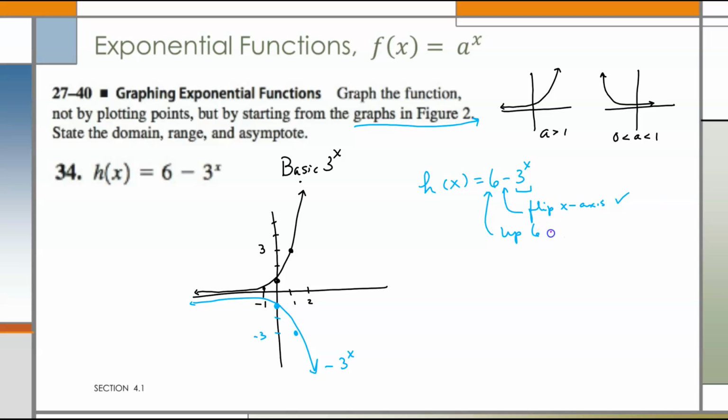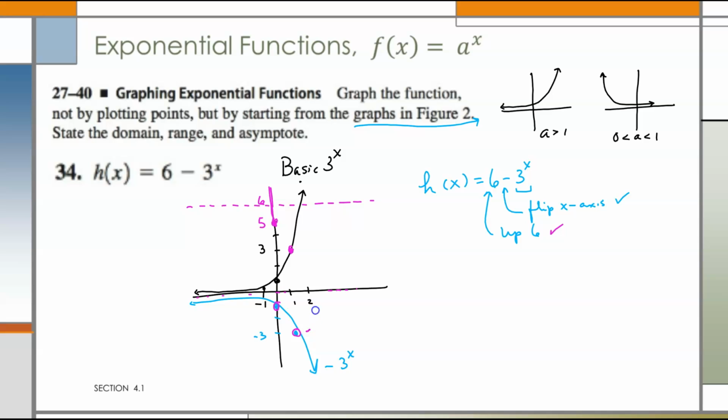Next we need to move that graph up 6 units. So let's take this point and move it up 6: 1, 2, 3, 4, 5, 6. There would be our new point at 5. Let's take this point and move it up 6: 1, 2, 3, 4, 5, 6. We're going to also take the horizontal asymptote, which is the x-axis, and move that up 6 as well. So instead of y = 0, we're going to be at y = 6 for our new asymptote.